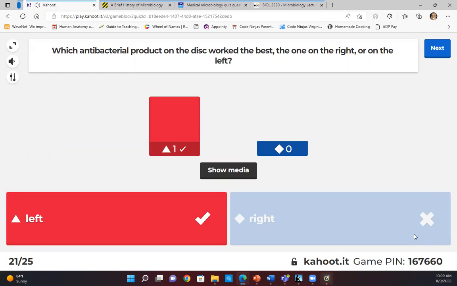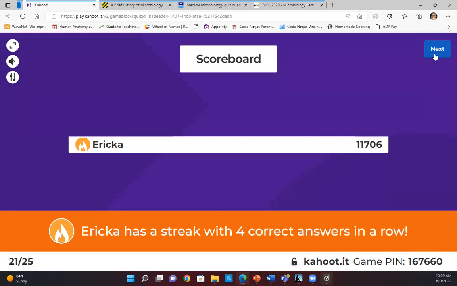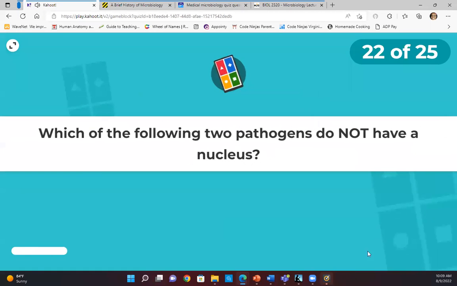What you may have noticed on that petri dish on the left is that there was an area right around that white dot that did not have any bacteria growing at all, right? And so that's the antibacterial product that worked the best, because the other slide on the right was completely filled with colonies of bacteria.